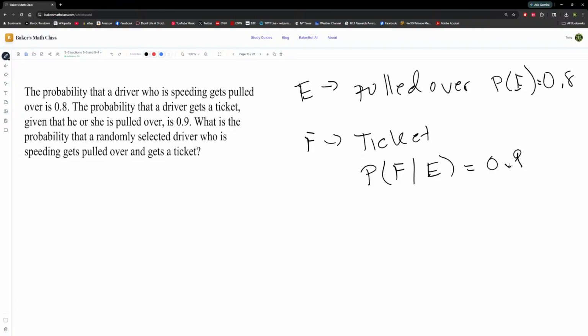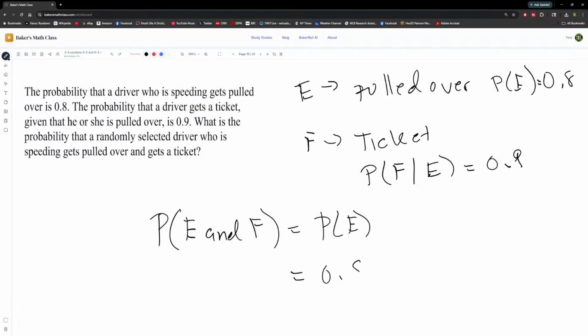So there is a connection between these two events. And based on the data, I know that if you get pulled over, there's a 90% chance that you're going to get a ticket. So now, what is the probability that a randomly selected driver who is speeding gets pulled over and gets a ticket? So now we use that general multiplication rule because we want to know E and F. So it's the probability of E, which is 0.8, times the probability of F given E, which is 0.9. So it's 0.72.